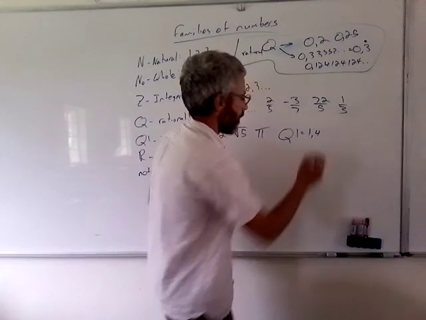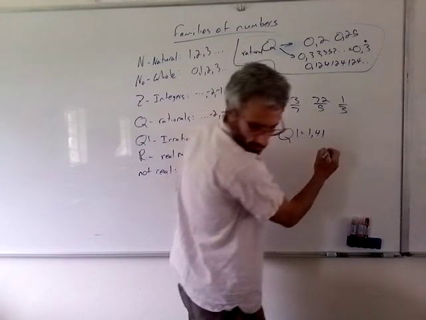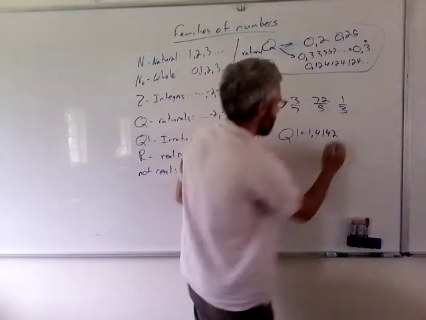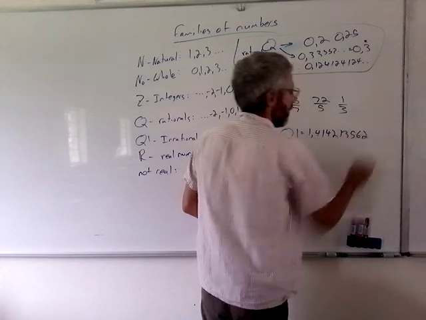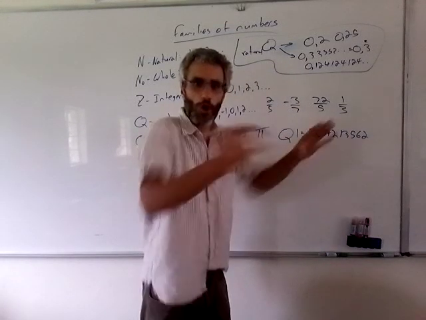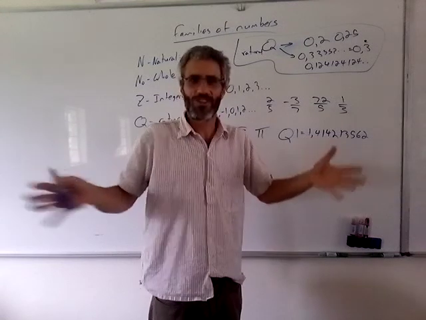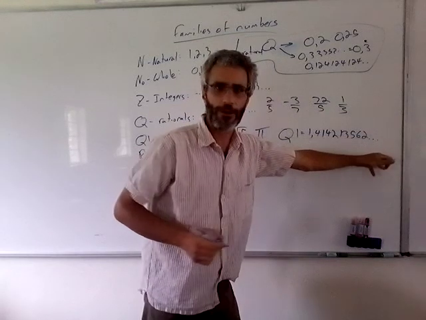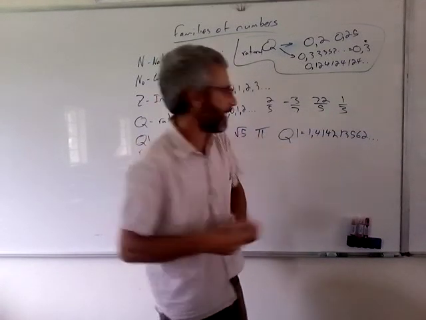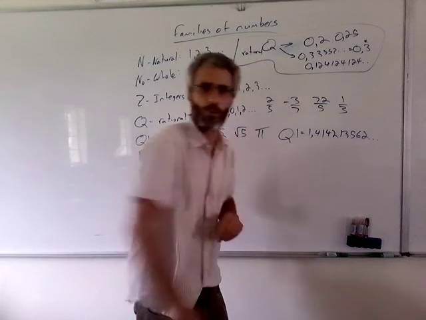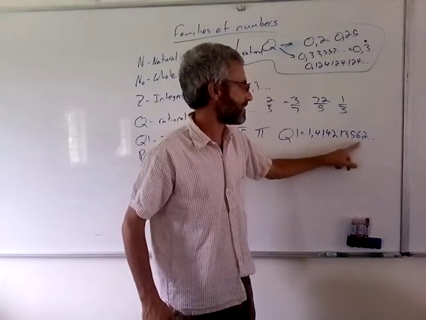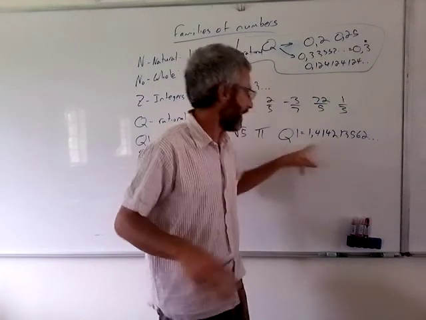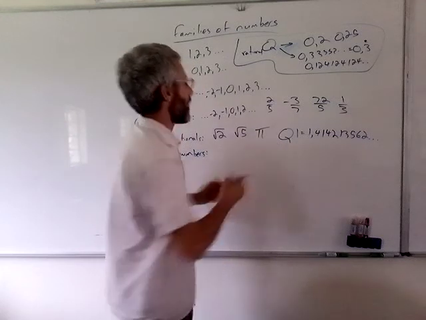I'm getting 1.4142 13562. And now at this point it looks like it stopped, but it only stopped because the calculator can't calculate more accurately. In fact, it is going to carry on. If I use a more powerful calculator, it can give me another 100 decimal places. But the thing is, is there a pattern here? Is there something that repeats itself, like here, like here? The answer is no. It doesn't repeat itself. So irrational.